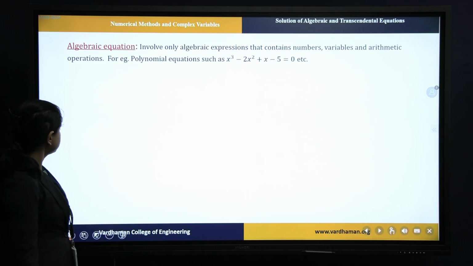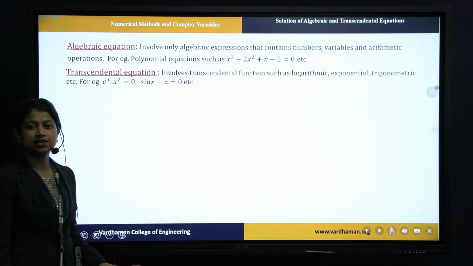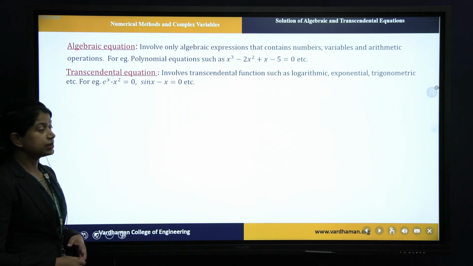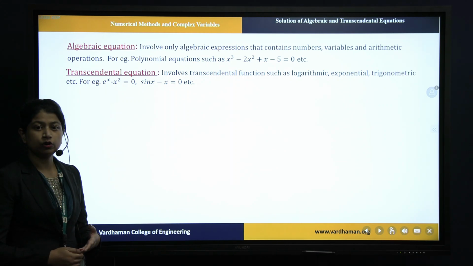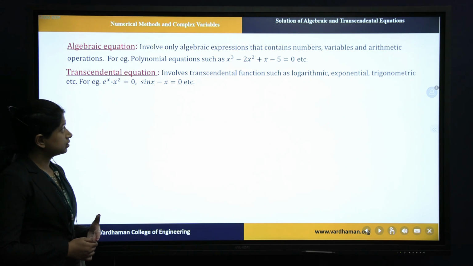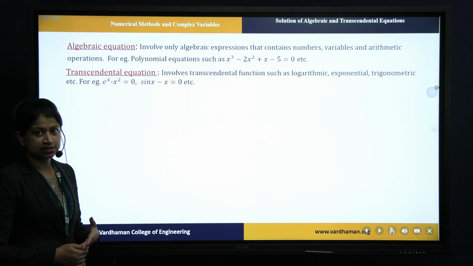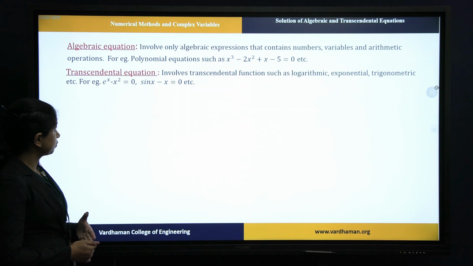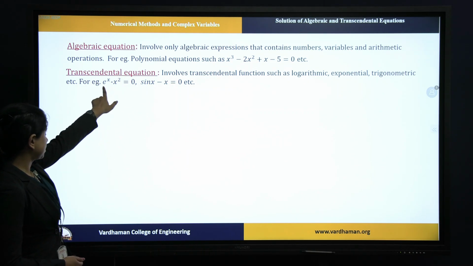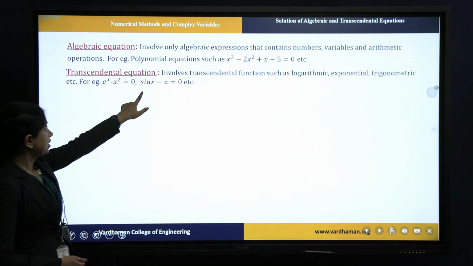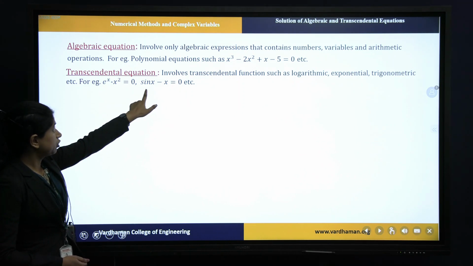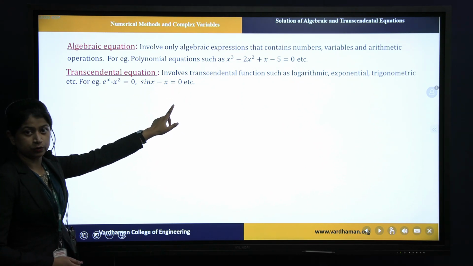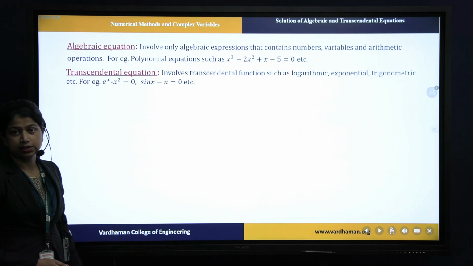The next one is the transcendental equation. Transcendental equations are those equations that involve transcendental expressions like logarithmic, trigonometric, exponential, etc. For example, we can take e power x minus x square, where an exponential function is involved, and sin x minus x equal to 0, where a trigonometric function is involved. That is an example of a transcendental equation.